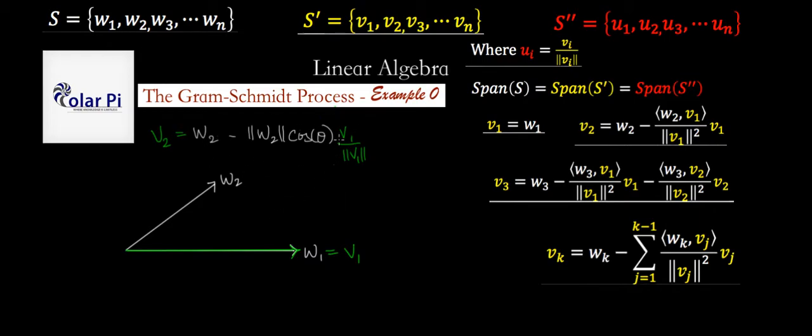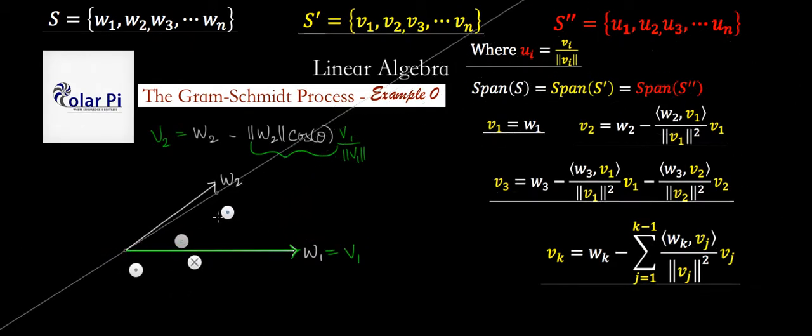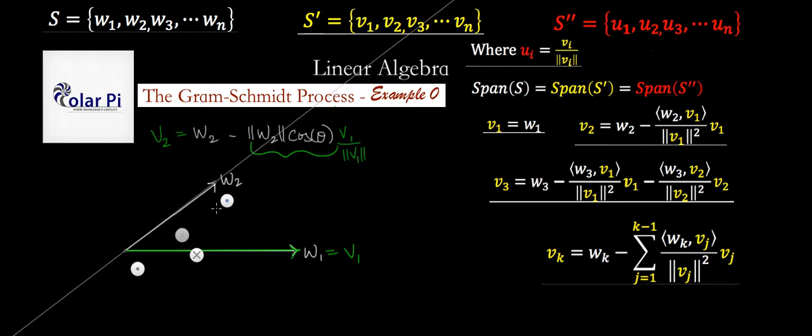But what is this nonsense here? Well, first, what is this fella here? This guy here, the norm of w2, so the length of the vector w2 times the cosine of theta, is a scalar projection of w2 onto w1. Basically, it is the length of the shadow of the vector w2.